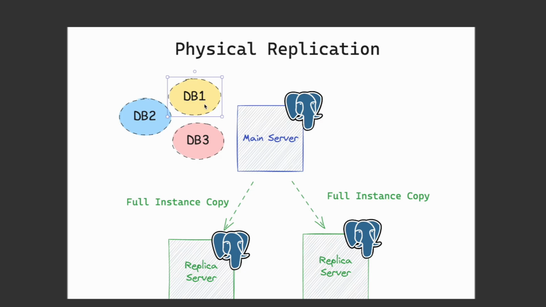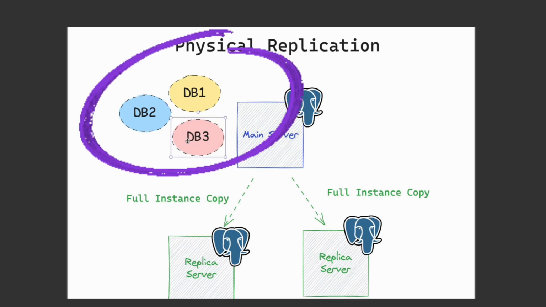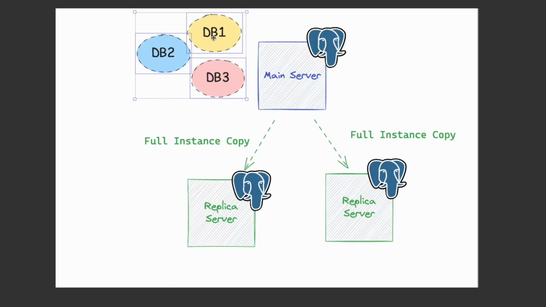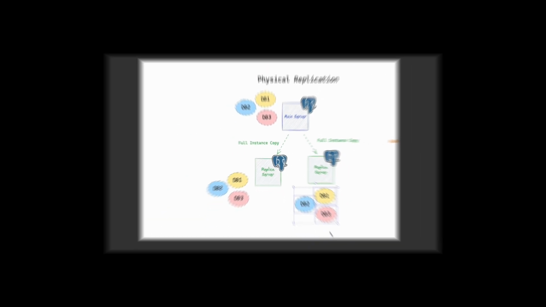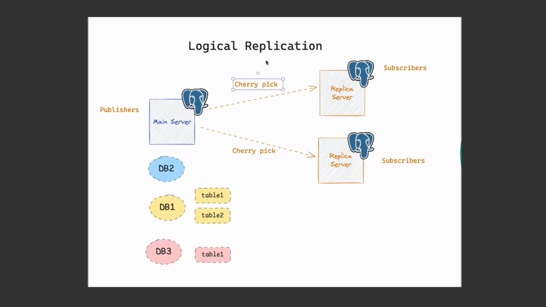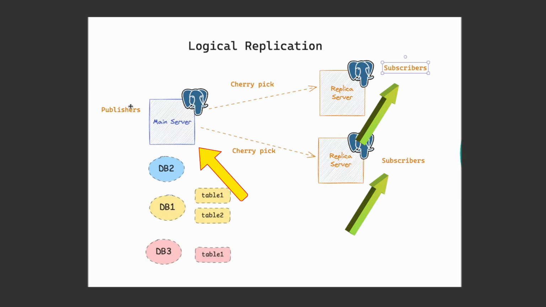When we use physical replication, the whole server instance is copied. That means that it will copy all the databases with all the tables. With Postgres Logical Replication, it's possible to cherry-pick what you want to copy, thanks to a feature named Publishers and Subscribers. Publishers should be created on the main server, and subscribers to these publishers can be created on the replica servers.